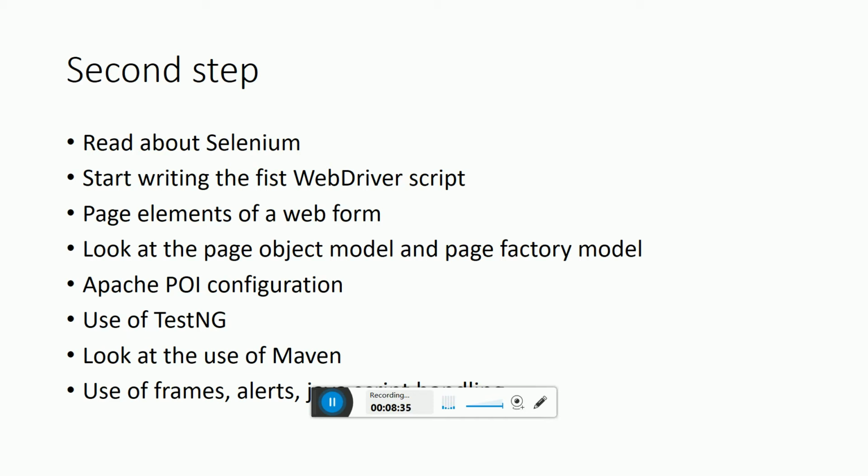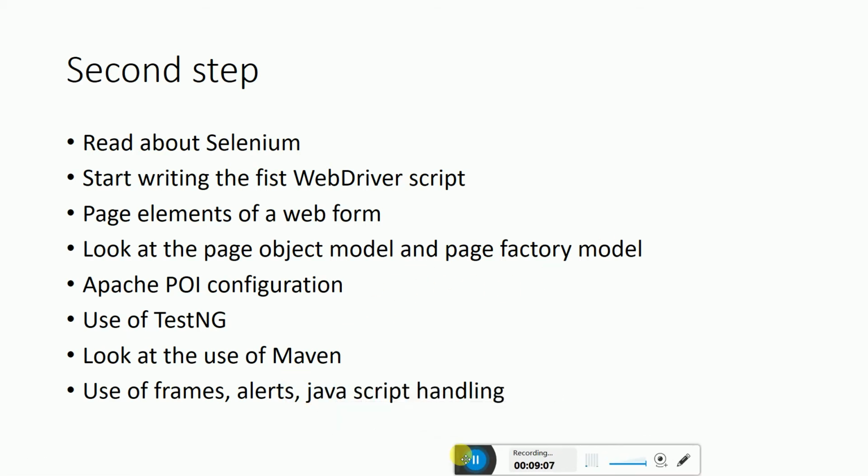Use of TestNG to control test execution, to mention precondition scripts, postcondition scripts, how to control your test automation, set priorities. Look at TestNG, then look at the use of Maven, which will help you to utilize multiple libraries, make your test automation framework much more portable. Then look at use of frames, alert, JavaScript handling, because these learnings come in handy when you are doing real-time automation.